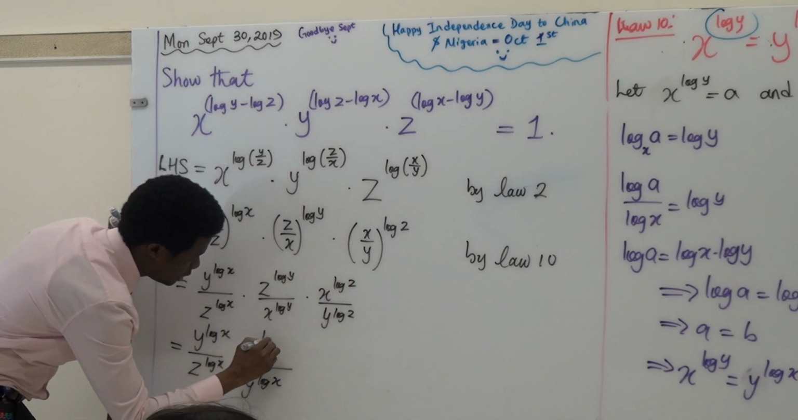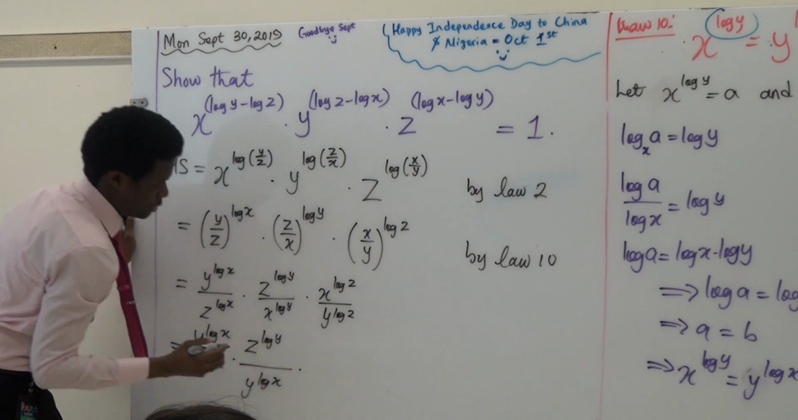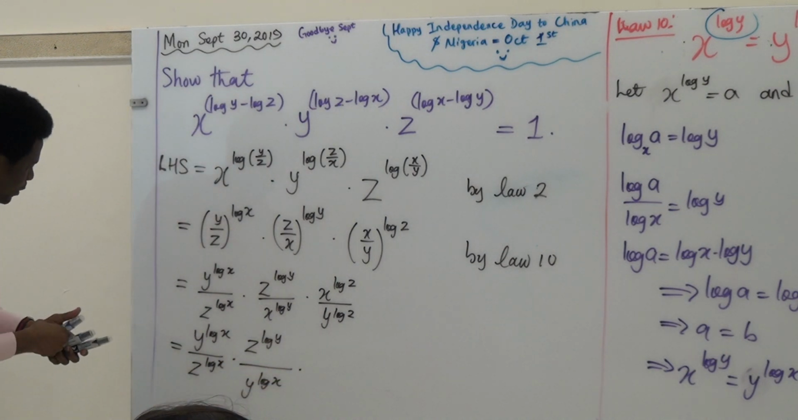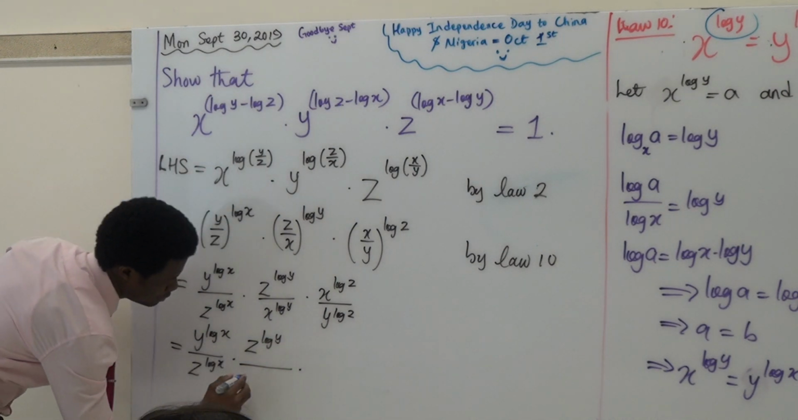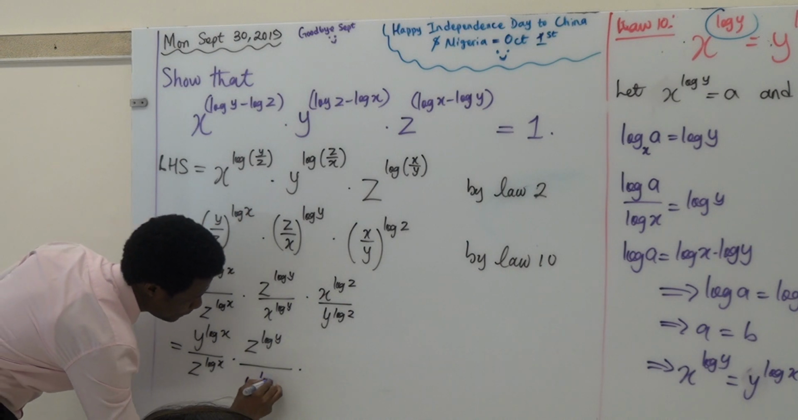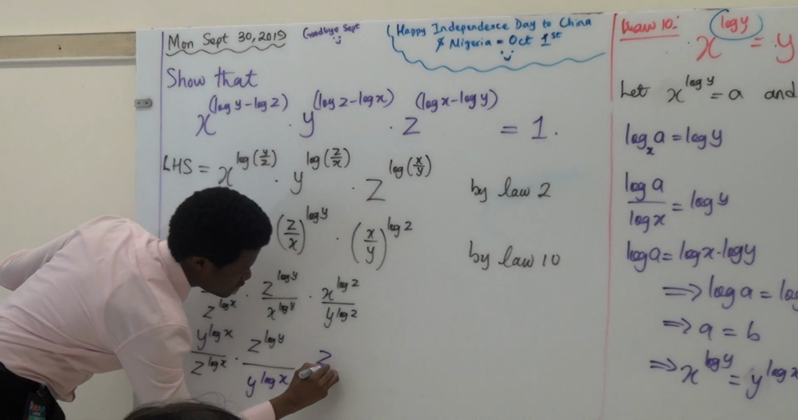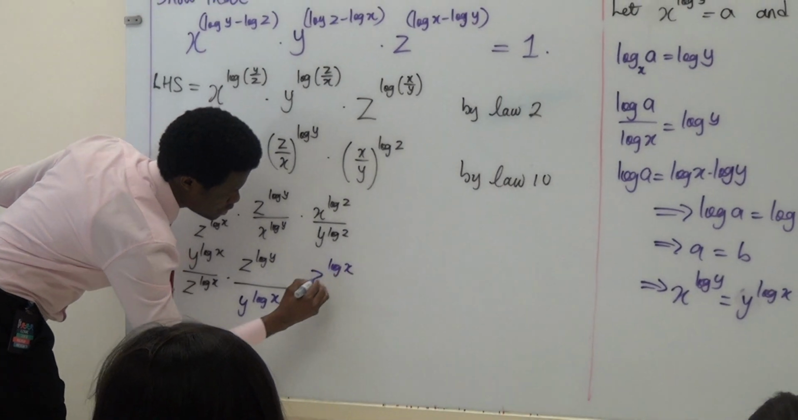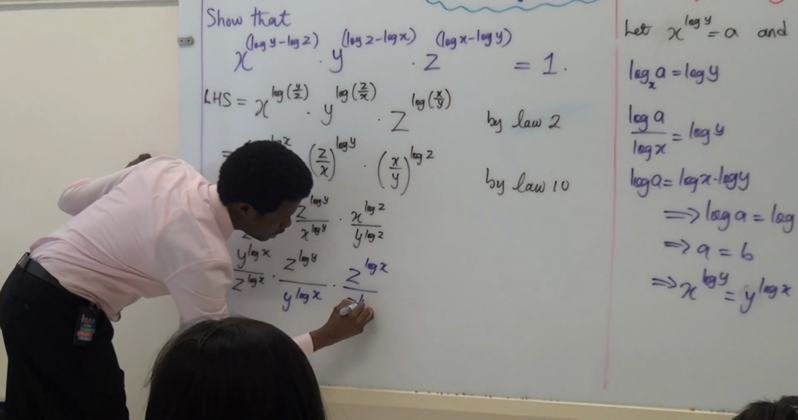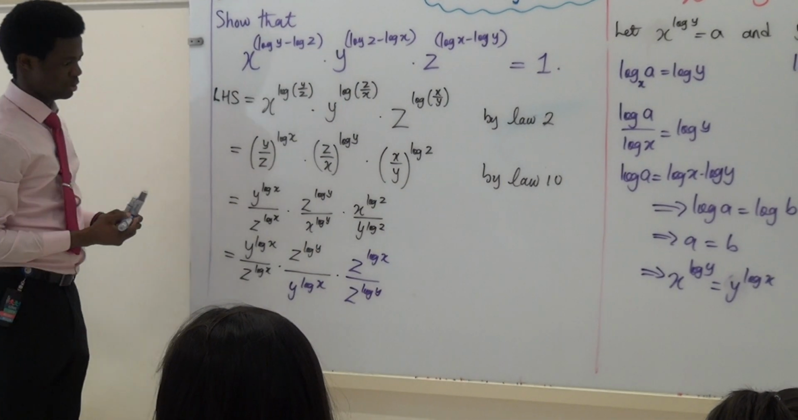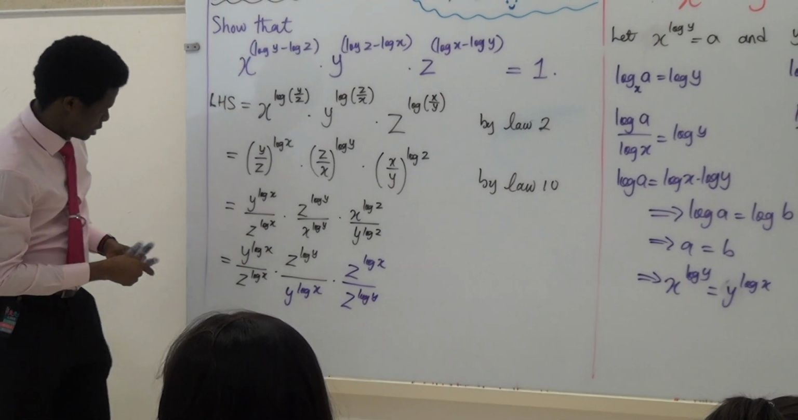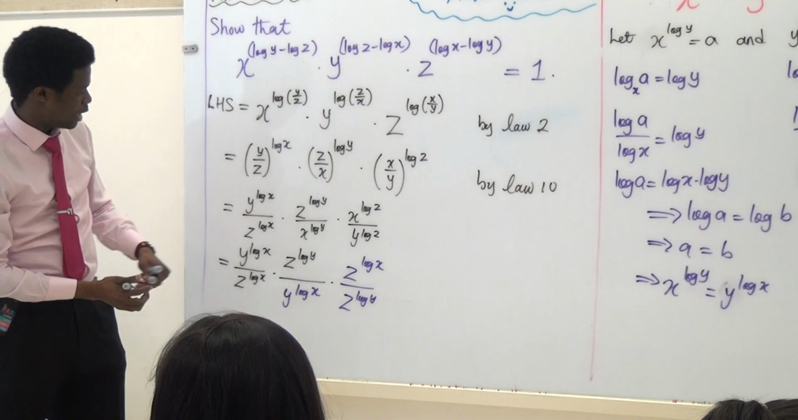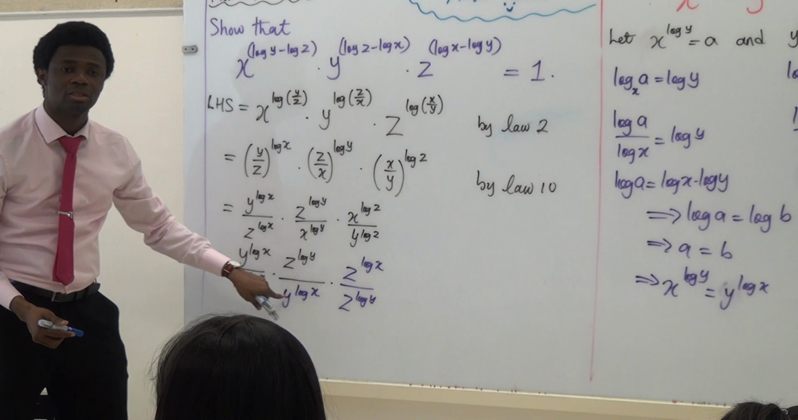Z log Y. So the ones I change, I'm going to put in a different color now. So this is Y log X. This is going to be Z log X. And this is going to be Z log Y. Am I right? Yeah. So I applied log 10 on these three.